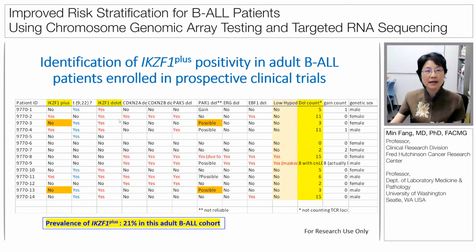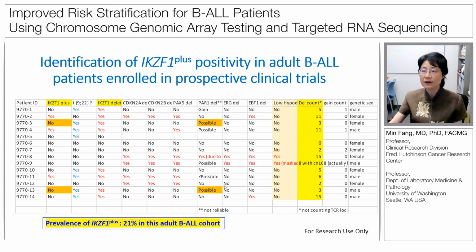So when we summarize our identification of the IKZF1 plus signature in a prospective clinical trial, we noticed a prevalence rate of the IKZF1 plus signature in about 21% of the adult B-ALL cohort that we worked on. This slide shows the first 14 patients and how we looked at that signature. We looked at individual genes: the IKZF1 deletion, CDKN2A and 2B deletion, PAX5 deletion, EBF1, ERG, and the PAR1 region.